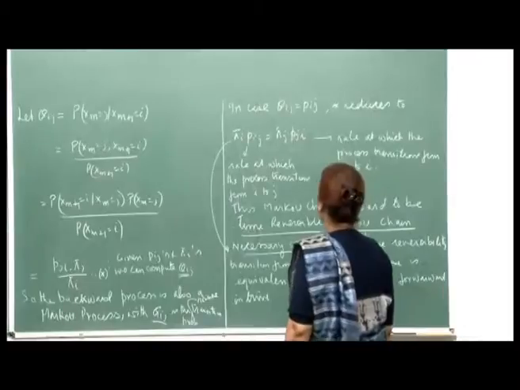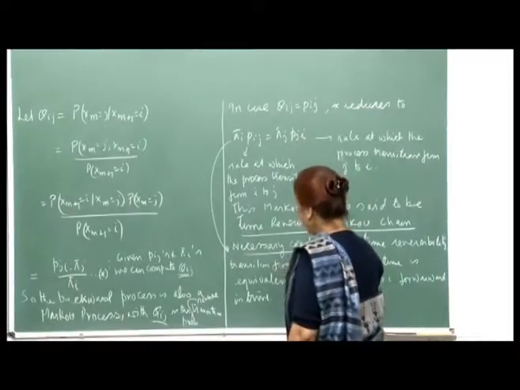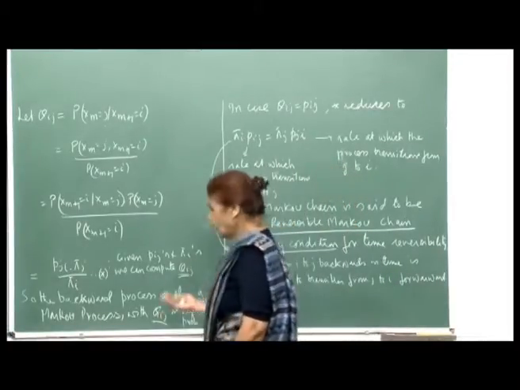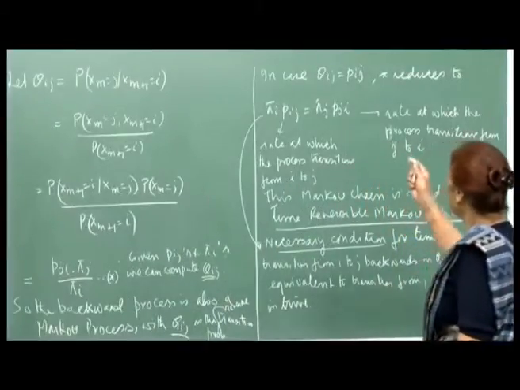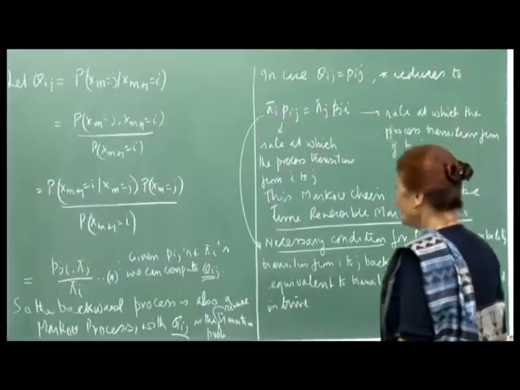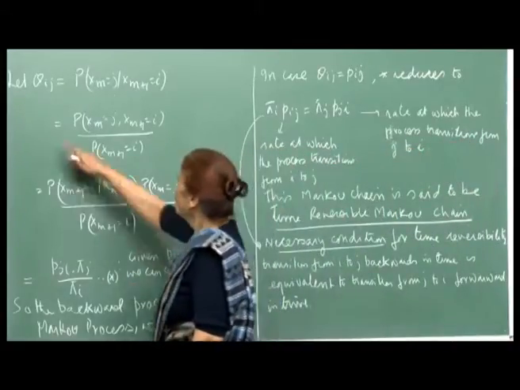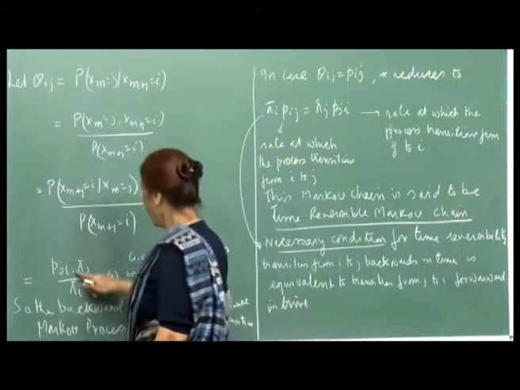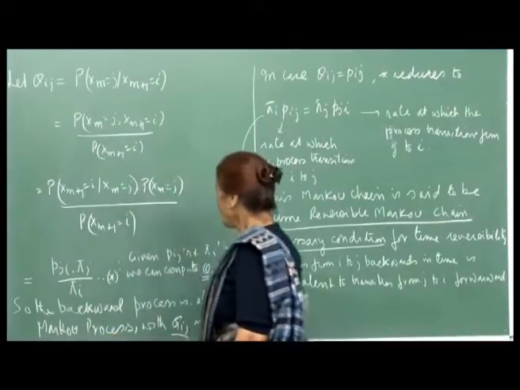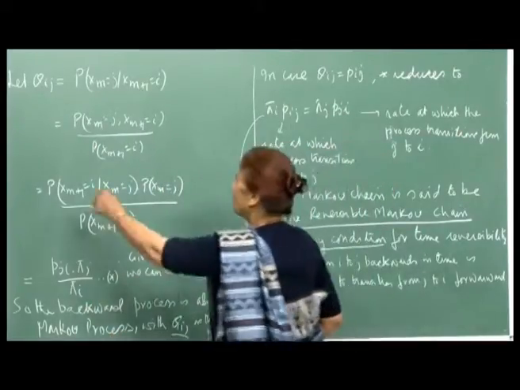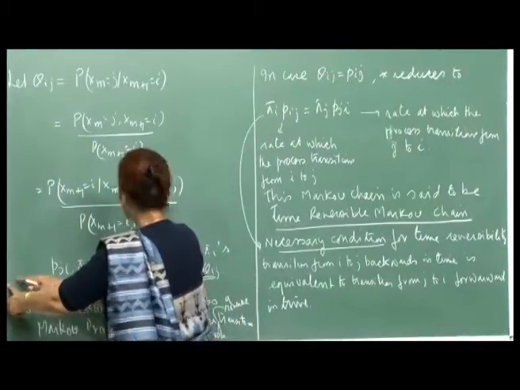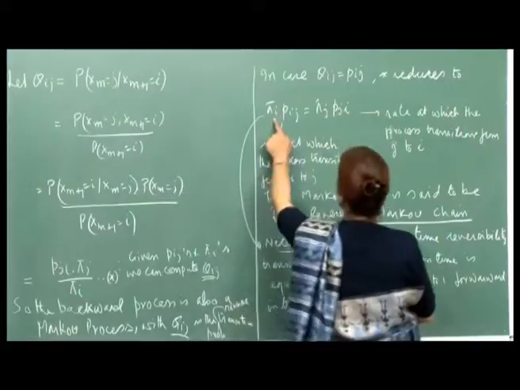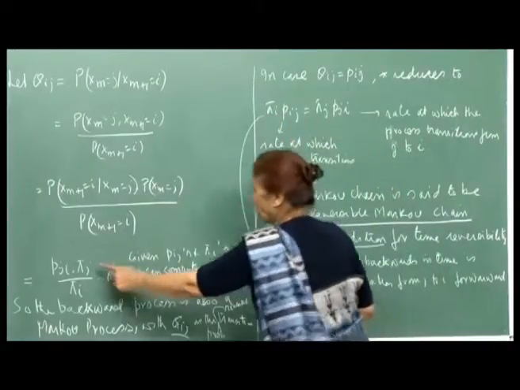Now, the special case is in case q i j is p i j. In case the reverse transition probabilities are the same as the forward transition probabilities. So, if q i j is p i j, then you see this equation q i j equal to p j i into pi j upon pi i reduces to, you write here p i j. So, p i j into pi i is equal to pi j into p j i, right.